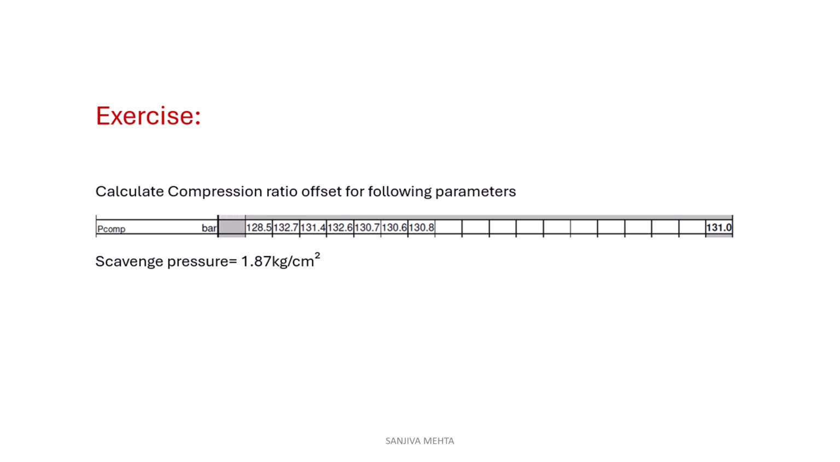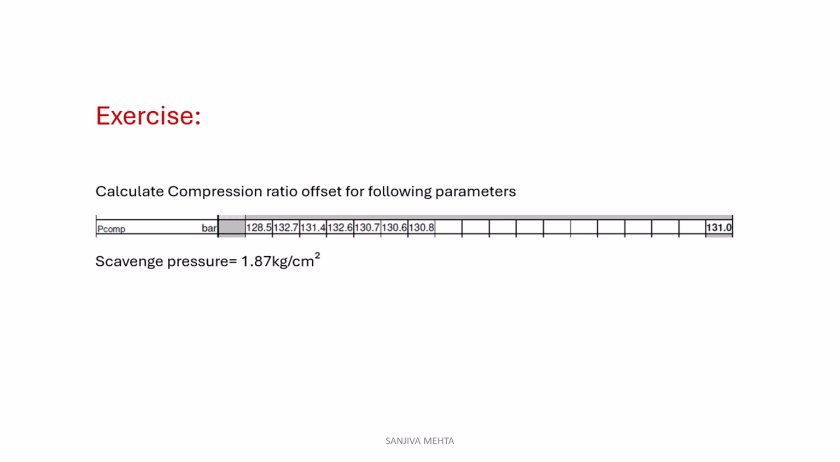Now, let me give you an exercise. Calculate the compression ratio offset from the following parameters: 128.5, 132.3, 131.4, 132.6, 130.7, 130.6. So which unit do you need to increase or decrease? It seems to be number one unit. You have to increase the compression pressure. Now you can calculate.